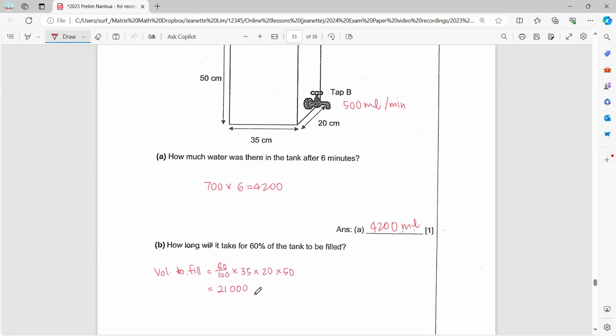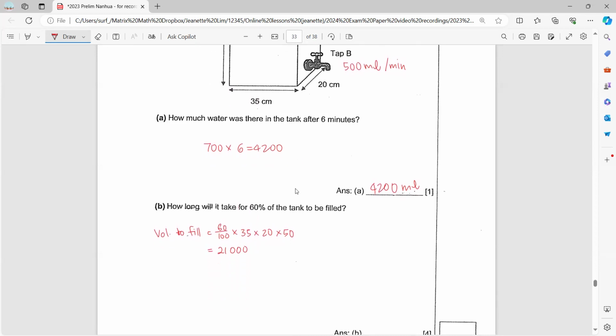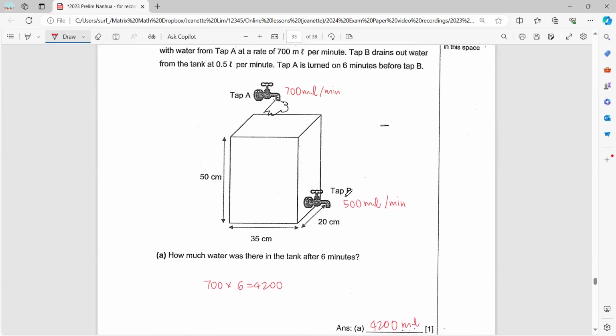Then remember earlier on in that 6 minutes, there was already 4,200 filled, right? So the remaining volume to fill will be 21,000 minus 4,200. That will give us 16,800 to be filled. And this time is tap A and B turned on together.